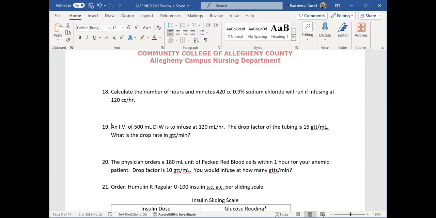Now, I will say sometimes you'll see questions like this where it'll give you extra information. Since you were asking about that earlier, it might tell you that you have a 500 milliliter bag with 240 milligrams of some medication, but then we're just calculating infusion rate. You don't even need to worry about the milligrams, because that doesn't tell you how to calculate the infusion rate. You just need to know volume and time.